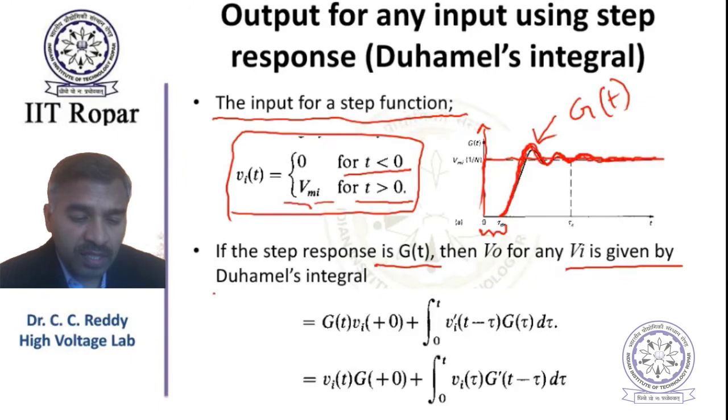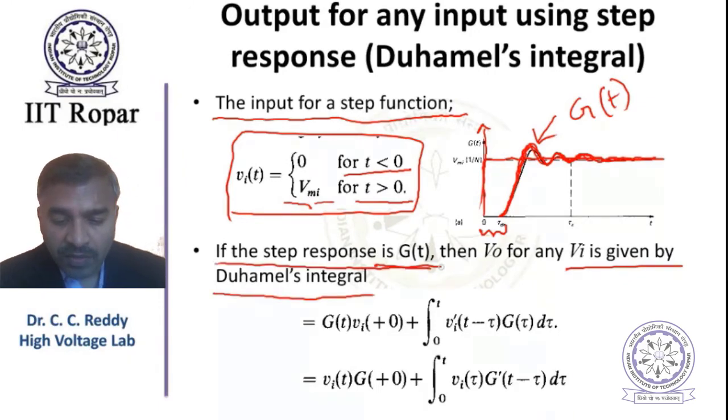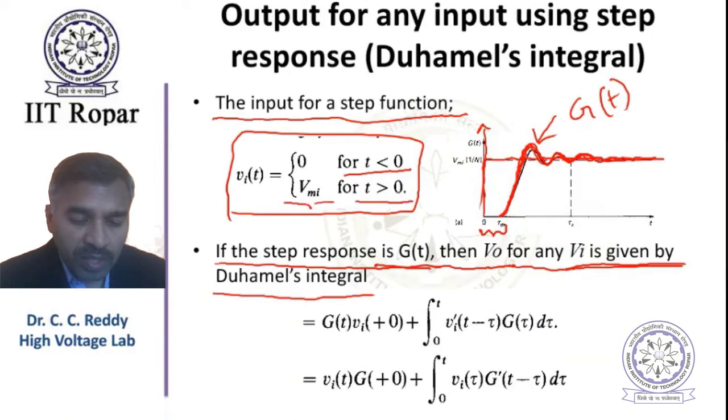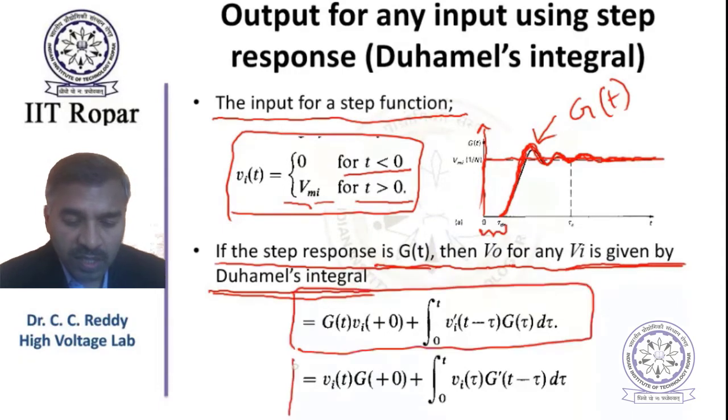It is given by Duhamel's integral. So, if the step response is G of t, then the output V for any arbitrary input Vi is given by Duhamel's integral. There are two ways we can use Duhamel's integral. This is one and this is another.